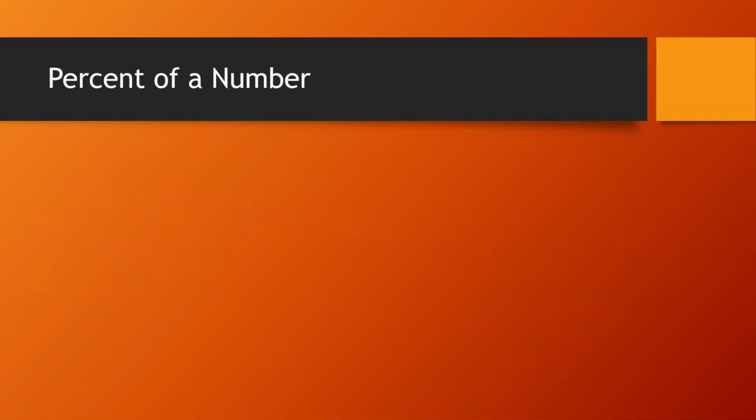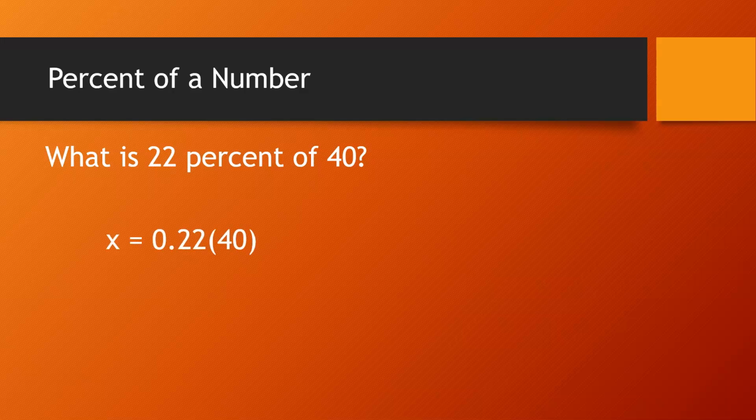Finding the percent of a number can be very useful when working with percent problems. For example, we might be asked, what is 22% of 40? Well, there's two ways to approach this. The first way is by writing an equation that represents the same thing as the words. So what is 22% of 40 is the same as x equals 0.22 times 40. And then all we have to do is multiply on the right side, and we get x equals 8.8. So 8.8 is 22% of 40.